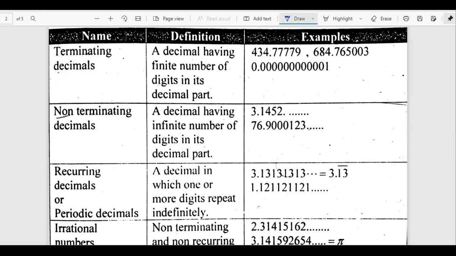Right. Now we have terminating decimals. So it is quite self-explanatory. A decimal having finite number of digits in its decimal part. Terminating means that there would be a point after this decimal where our numbers are going to stop, right? And the opposite of terminating is non-terminating. Like in non-terminating, if we have 3.1452, we will keep on going like this, and so on. And this is not going to terminate. But in terminating case, there would be a point when we end up.